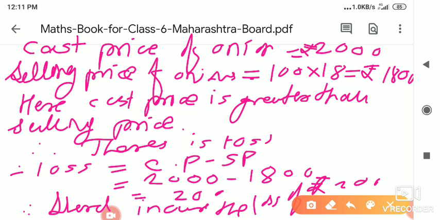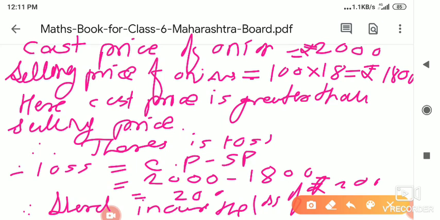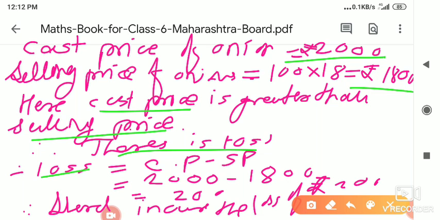So Sharad bought onions for rupees 2000, but the selling price is 1800, because he sold 1 kg of onions for rupees 18, and there are 100 kgs of onions. 18 ones are 18, so SP is equal to 1800. If the cost price is more than the selling price, then there is a loss. The loss formula is CP minus SP, so 2000 minus 1800 is equal to 200. In this way solve the example. After this we will move towards the next example.